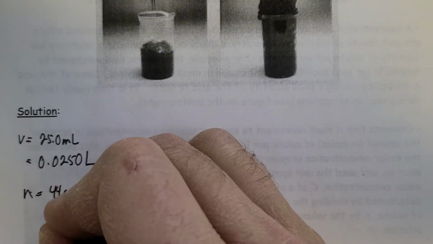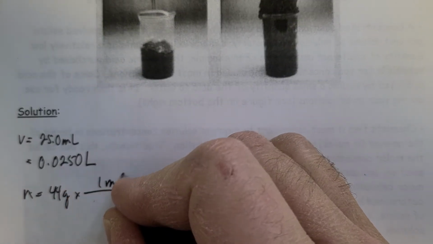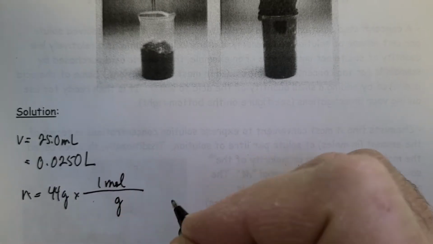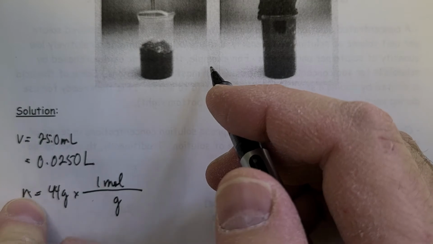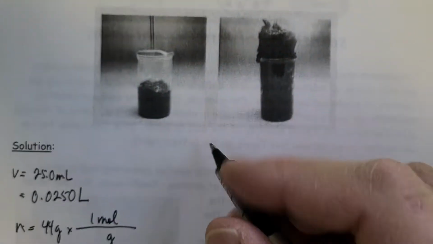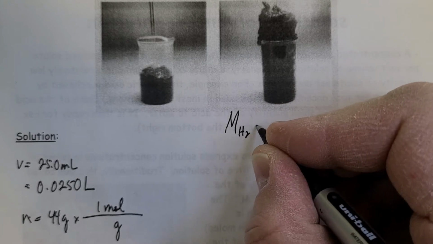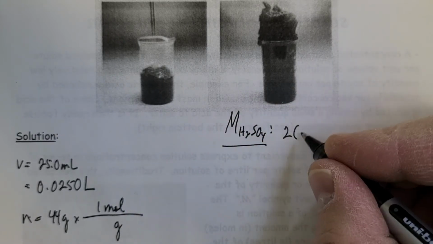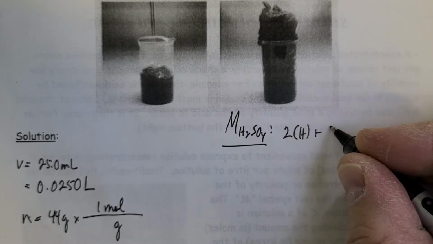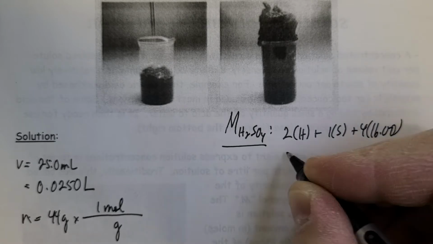I know the 44 grams, but of course I can easily figure out how many moles that is by dividing by the molar mass. So yes, I'm going to have to figure out the molar mass of hydrogen sulfate, H2SO4. So for every 1 mole, I have 2 moles of hydrogen, 1 mole of sulfur, and 4 moles of oxygen.